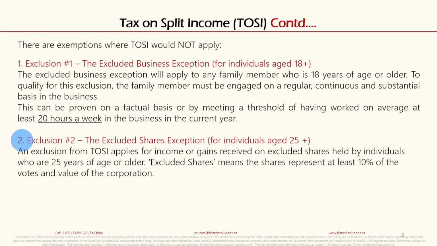Number two, the excluded shares exemption for individuals aged 25 plus. An exclusion from TOSI applies for income or gains received on excluded shares held by individuals who are 25 years of age or older. Excluded shares means the shares represent at least 10% of the votes and the value of the corporation. So that's number two exclusion where the TOSI rules would not apply.